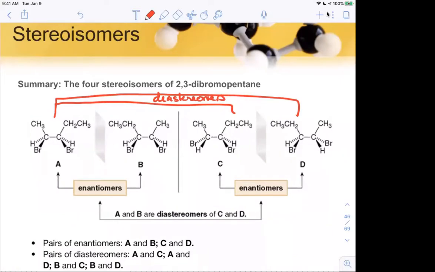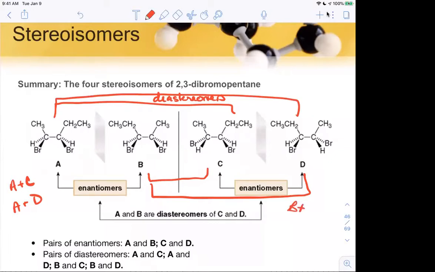A and C and A and D are diastereomers. I could also do B and C or B and D. So B and C and B and D are also diastereomers. So A and B is one set of enantiomers. C and D are the second set of enantiomers.